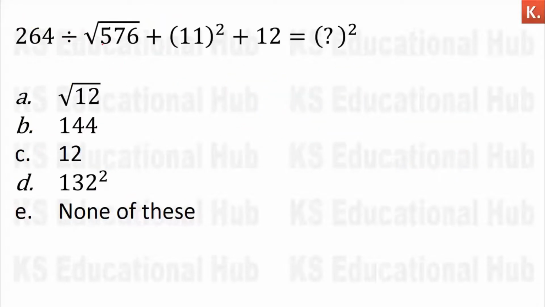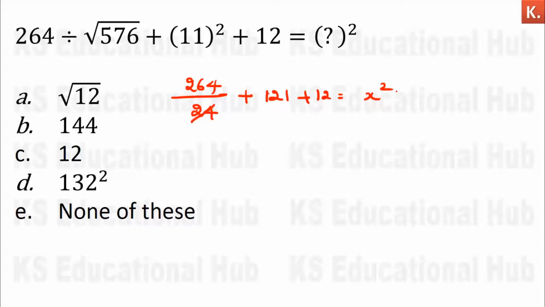So 256 divided by square root of 576 plus 11 square plus 12 is equal to question mark square. So that can be taken as 264 divided by square root of 576. We know it's equal to 24 plus 11 square. We know it is 121 plus 12 is equal to x square.